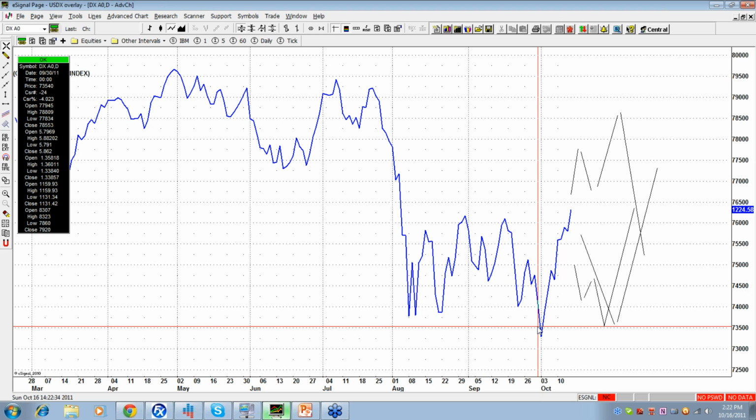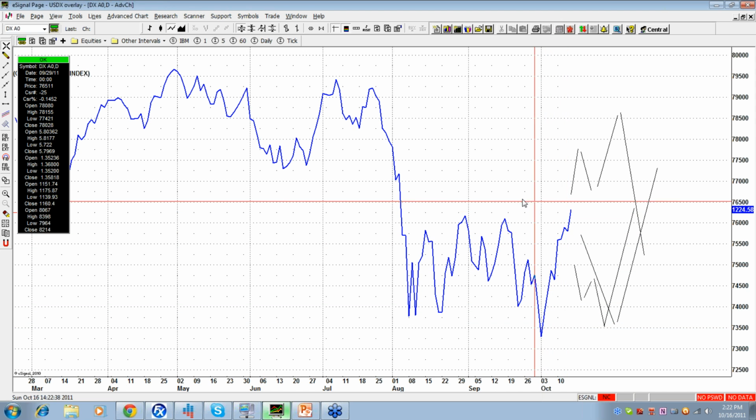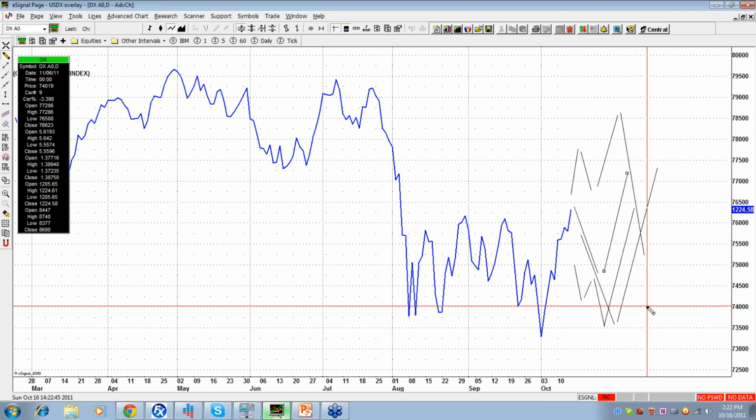1, 2, 3, 4, 5. Very clear. You can see now 5 waves out of the low. What is the S&P going to do? 1, 2, 3 to around 1,300, 1270, 1260. That's the S&P.